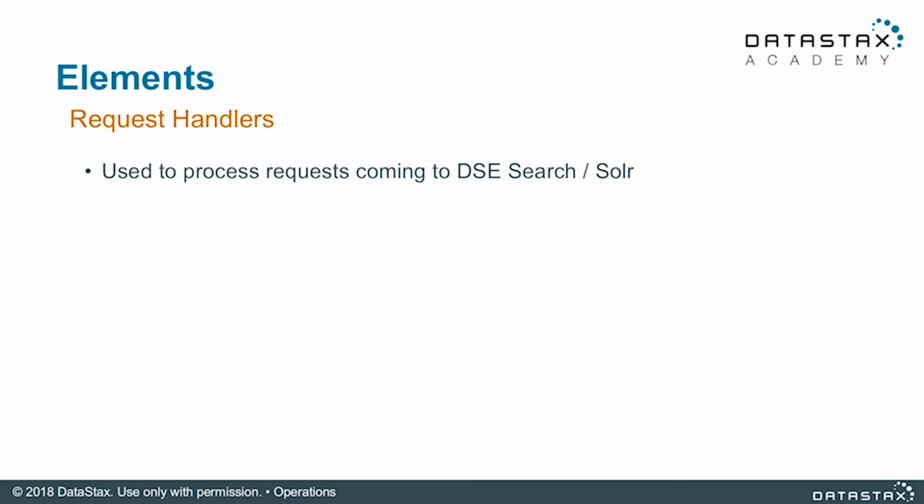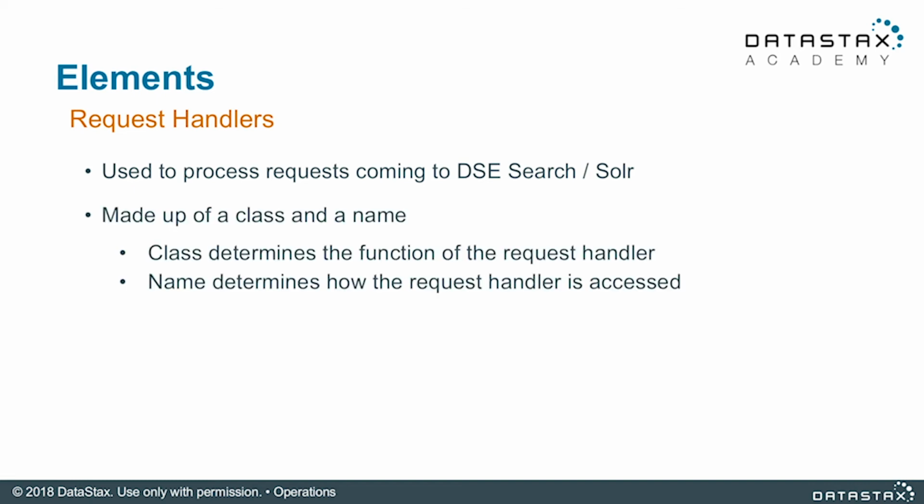The request handlers are used to receive and process requests for DSC search. There can be multiple request handlers for a search index, and they can have different functions as determined by the class used by the request handler. The handler will also have a name, which determines how requests can be sent to a specific request handler.